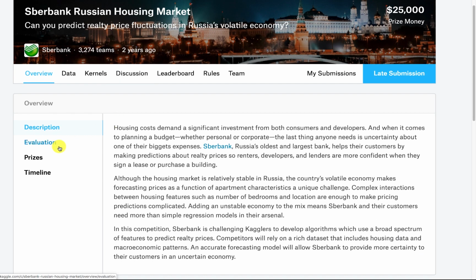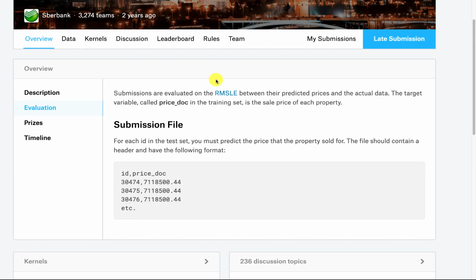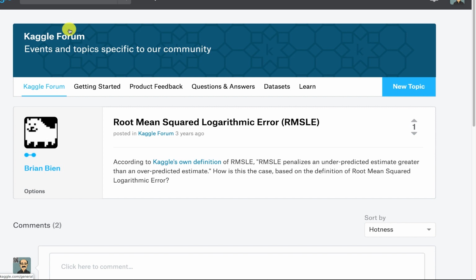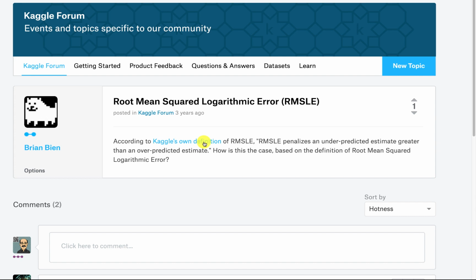I always like to go to the overview and see what the evaluation is. They're using RMSLE, RMS logarithmic error. It's a regression error. It's not a real common one, and I had to go to the Kaggle forums actually to find this. The link on the competition actually results in a 404, page not found. According to Kaggle's own definition, RMSLE penalizes under-predicted estimates greater than over-predicted. So it's like RMSE, but on a log scale, and we're really not going to deal with it a great deal because we are just looking at the shift between the train and the test. So we won't even really look at the target. The evaluation for this Kaggle is really not important for the example that I'm going to give you.